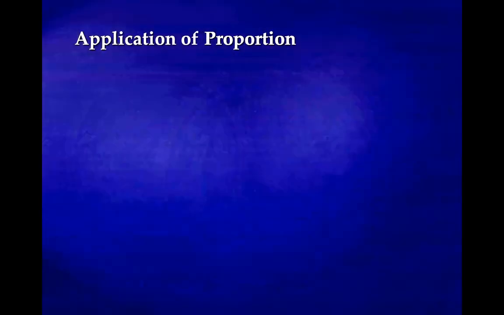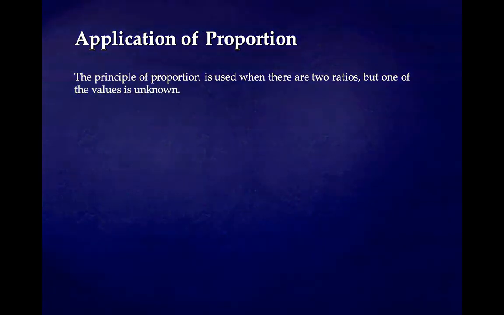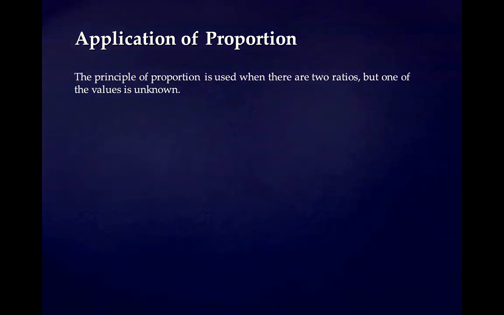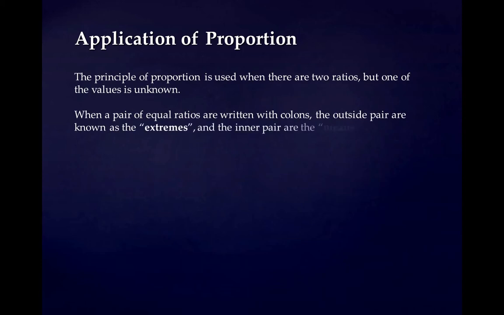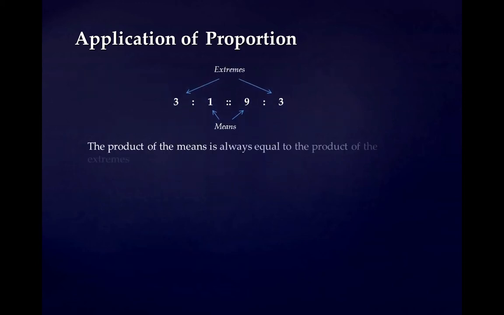Application of proportion. The principle of proportion is used when there are two ratios but one of the values is unknown. When a pair of equal ratios are written with colons, the outside pairs are known as the extremes and the inner pairs as the means. The product of the means is always equal to the product of the extremes. Therefore, in the above proportion, 3 times 3 is equal to 1 times 9.